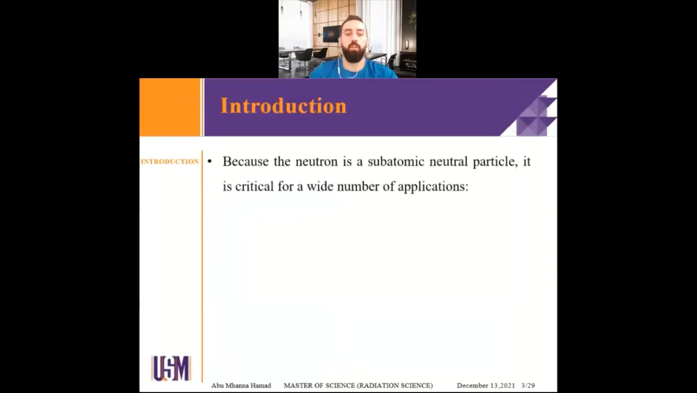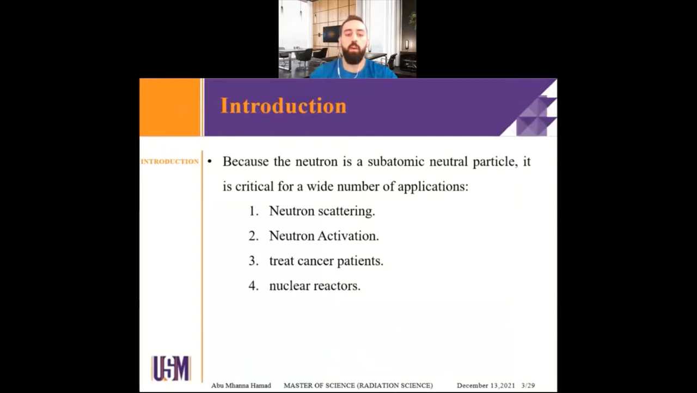Because the neutron is a subatomic neutral particle, it is critical for a wide number of applications. For example, neutron scattering is used to characterize the physical properties of materials. Neutron activation analysis is used to determine the elements' concentration. Neutron capture therapy is used to treat cancer patients, and neutron tomography is used for 3D imaging. Another significant use is in the nuclear reactor, where neutrons are necessary for the fission chain reaction of uranium.